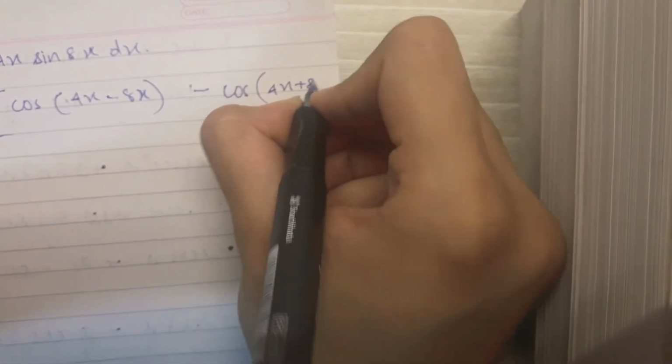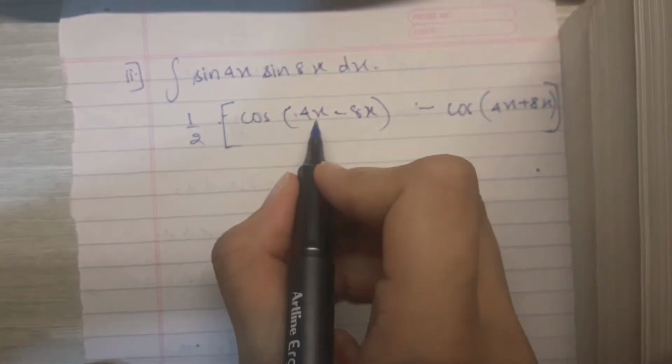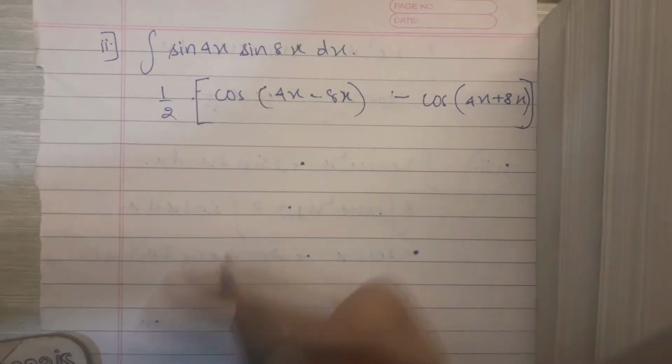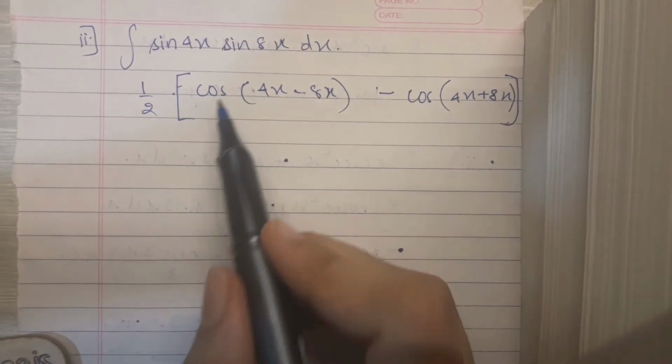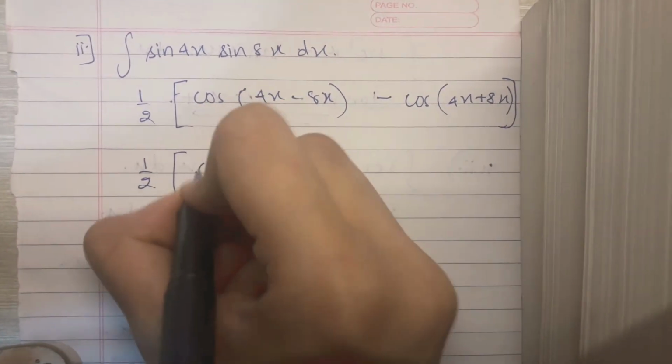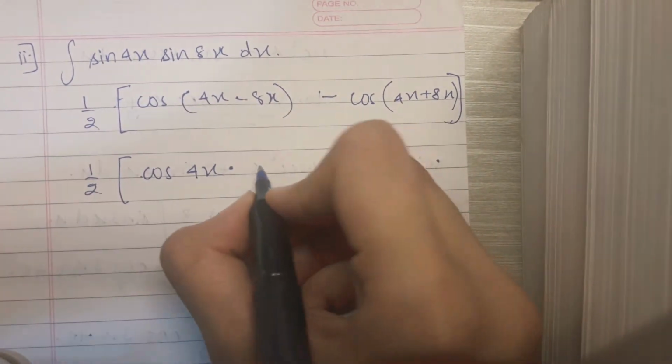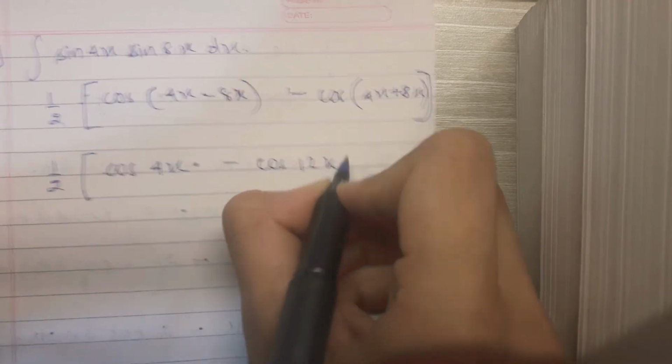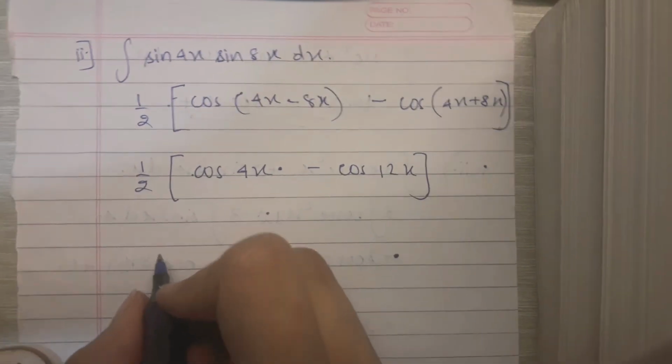Half into brackets cos x minus y, so cos 4x minus 8x, minus cos x plus y, so 4x plus 8x. Now we know that this will become minus 4, but of course when we have a minus angle in cos, that automatically turns into a positive angle. That's the standard rule. So the angle would be cos 4x again. It won't be minus 4x because it's a cos angle. Minus cos 12x. So let's just go ahead and write that in the integral sign.